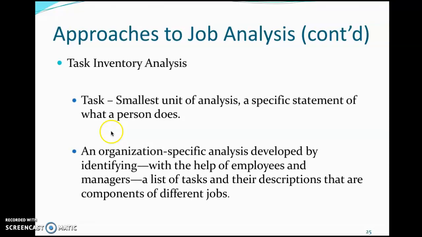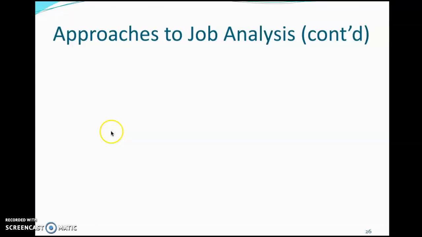The third one does just that though. It actually looks at the tasks. So it's called Task Inventory Analysis, and it really tries to break down the smallest unit, which is a task, a specific statement of what people do. So this is really getting into what every person actually does and then trying to analyze it versus other positions. There's a lot more work without a framework like PAQ or functional job analysis.